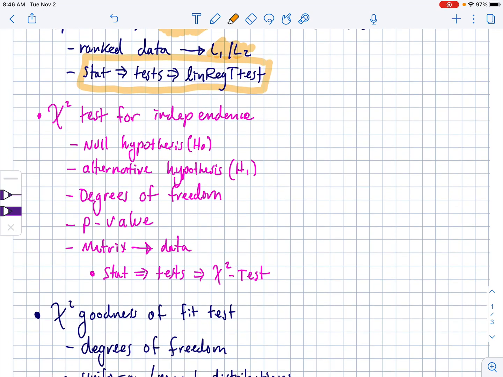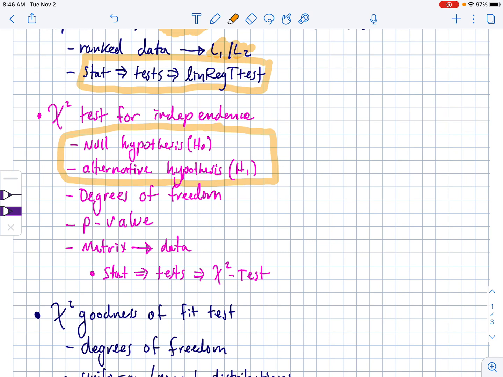The biggest thing we did, well, one of the biggest things we did in this unit was the chi-squared test for independence. Remember, you're trying to tell if two parameters are independent of each other or not. This is where we first brought in hypothesis testing. A lot of the tests we're going to talk about in this video are hypothesis tests, where there's a null hypothesis and an alternative hypothesis.